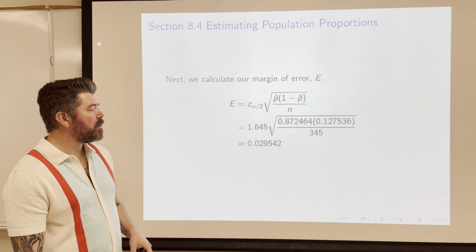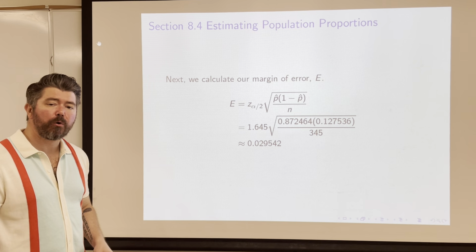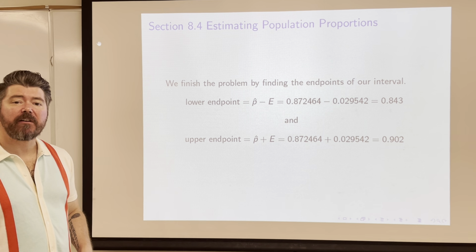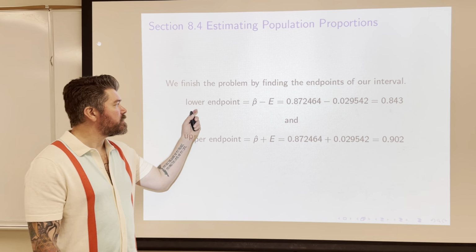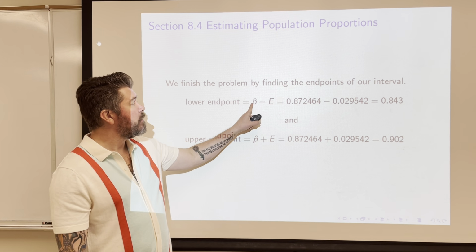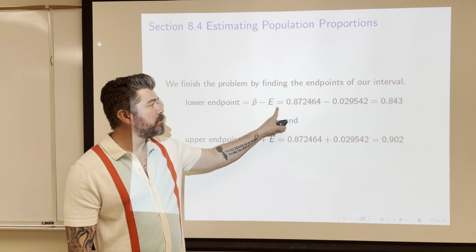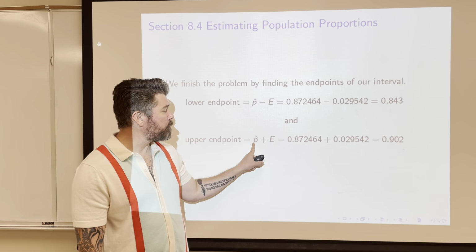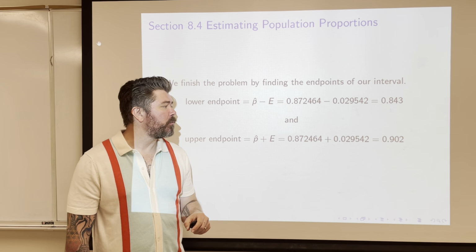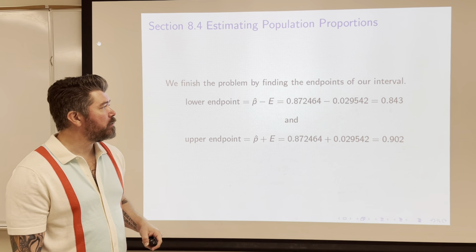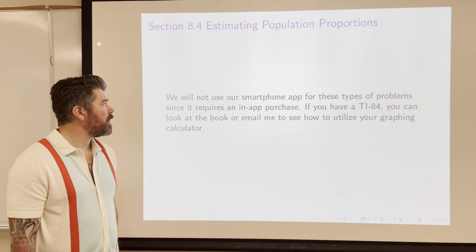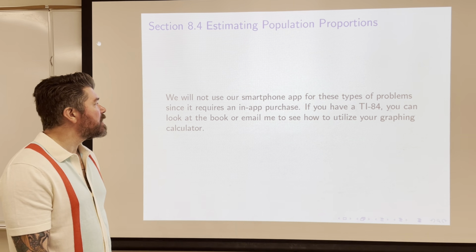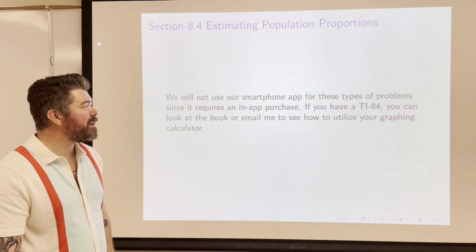We get an error of 0.029542. We finish the problem by finding the endpoints of our interval. So the lower endpoint is our point estimate minus our error, which gives us 0.843, and our upper endpoint is our point estimate plus our error, which is 0.902.